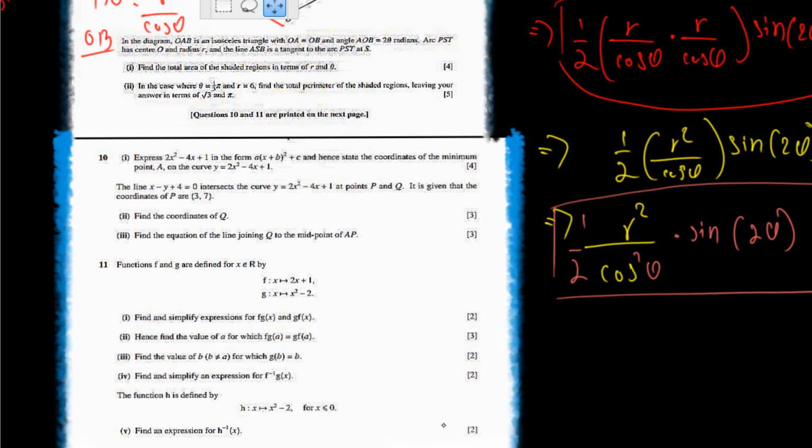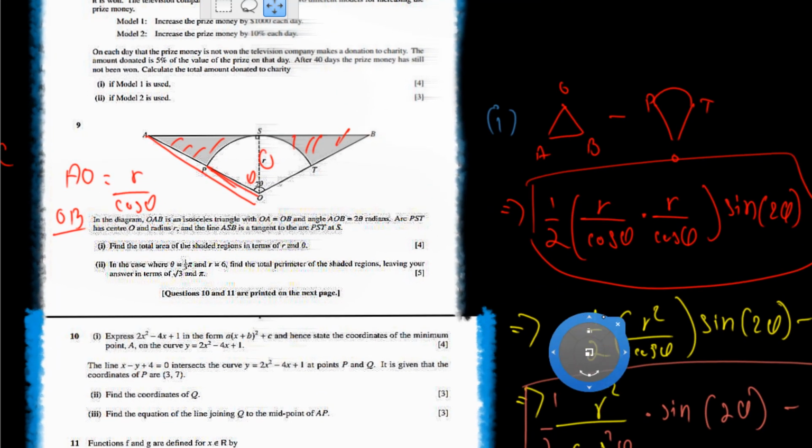Okay, so the next part. We have to find the perimeter, right? Let me erase this quickly. Okay, part number 2, second part of question number 9. In the case where theta is equal to 1 by 3 pi, if I'm reading it correctly, and r is equal to 6, find the perimeter of the shaded region.